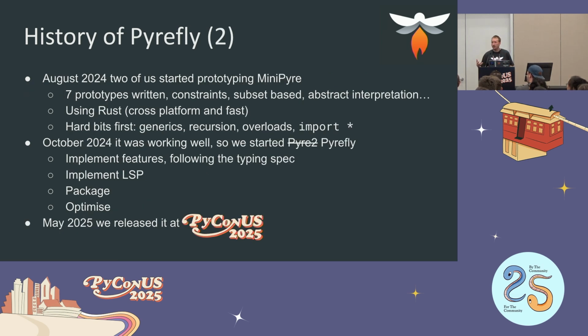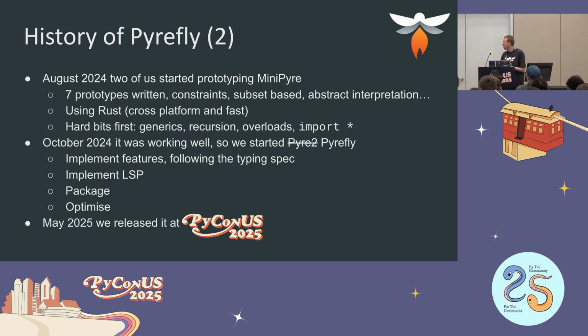So in August last year, two of us started prototyping MiniPyre. And the idea was, if you're building a type checker from scratch, what would it look like? And so we went through 7 versions of Python type checkers. Not that particularly were very good, but that let us kind of kick the tires on some ideas.